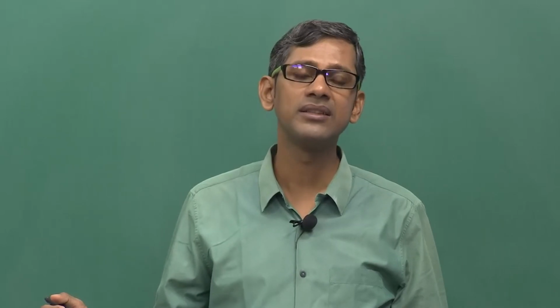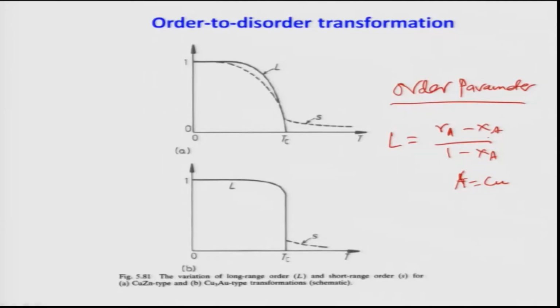So R_A is a fraction, and X_A is also a fraction because X_A is the mole fraction in the alloy. In the case of Cu3Au, X_A equals 0.25. Suppose R_A is 0.9, meaning 90% of the sites are occupied by gold atoms. Then it is 0.9 minus 0.25, which is 0.65, divided by 1 minus 0.25, which is 0.75. So the order parameter is 0.65 by 0.75, which is again a fraction. That is actually the long-range order parameter.